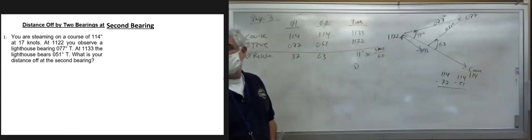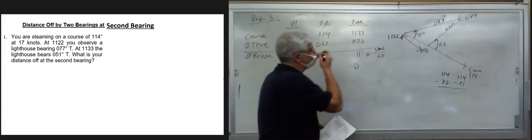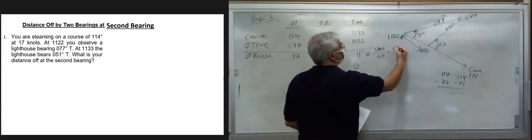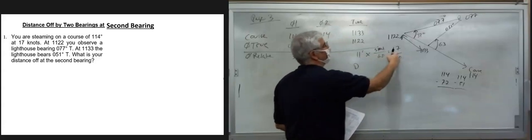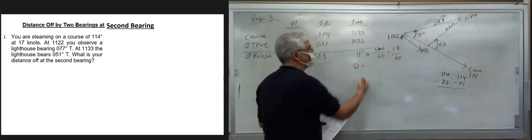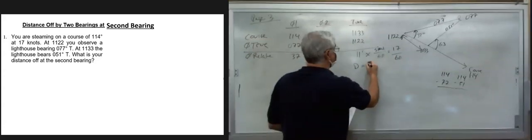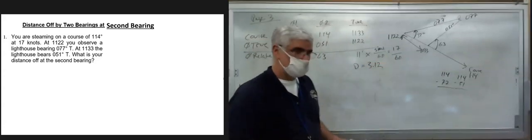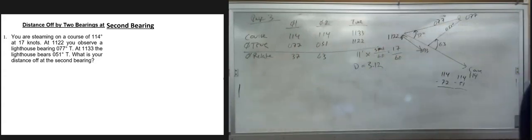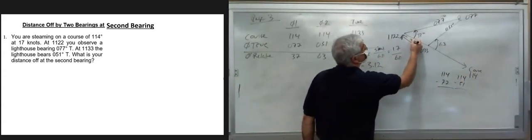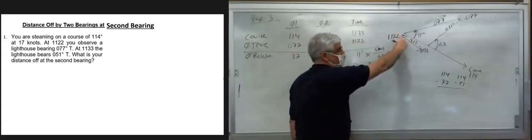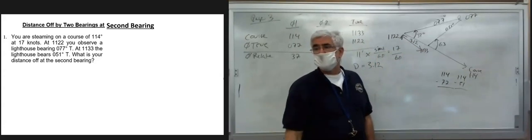Okay? You can do this every time. What was my speed? 17, divided by 60. What is 11 minutes times 17 knots divided by 60? 3.11. Okay, yeah, I got 3.12. Okay? All right. Cool. Now, this leg is 3.12. Okay?